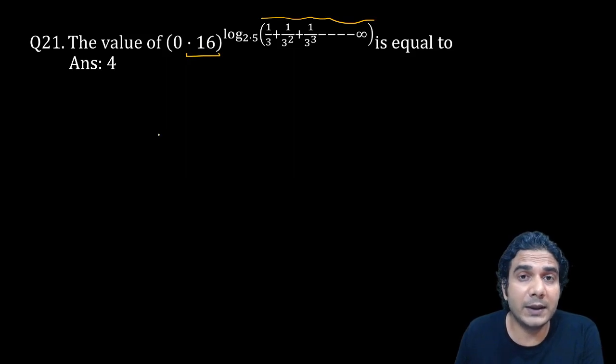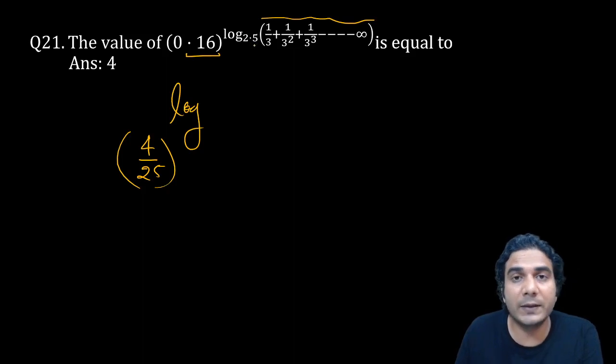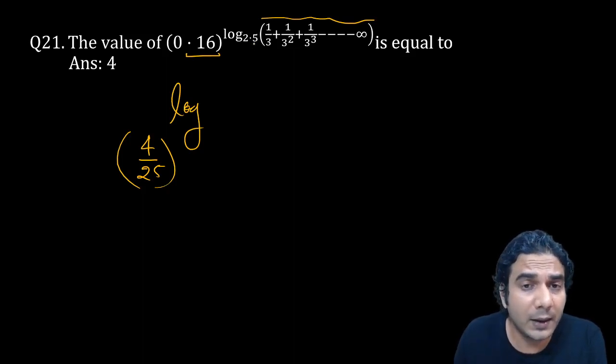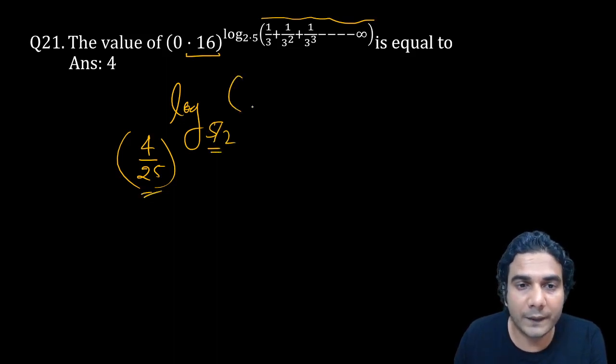So it was 0.16, which can be written as 16 by 100. 16 by 100 you can write as 4 by 25. So yes, 4 by 25. Let's write this 4 by 25 raised to. Now let's keep simplifying. This base 2.5 is 25 by 10, and 25 by 10 is 5 by 2. All right, 5 by 2. Can you see these numbers? Yes, they are related, the base of the exponent.